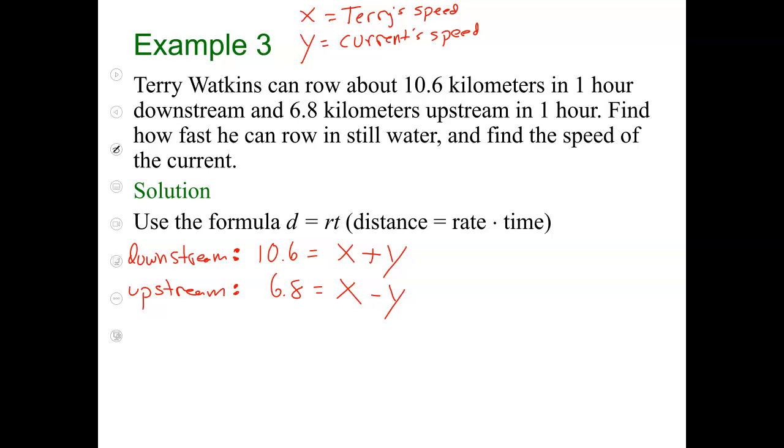What solution method should we do with this one? Why? Opposite coefficients. Y already has opposite coefficients. I have a plus y and a minus y. Those are already going to cancel out. So let's go ahead and use elimination. It sets it up to be a lot easier. 17.4 equals 2x. So what does x equal?